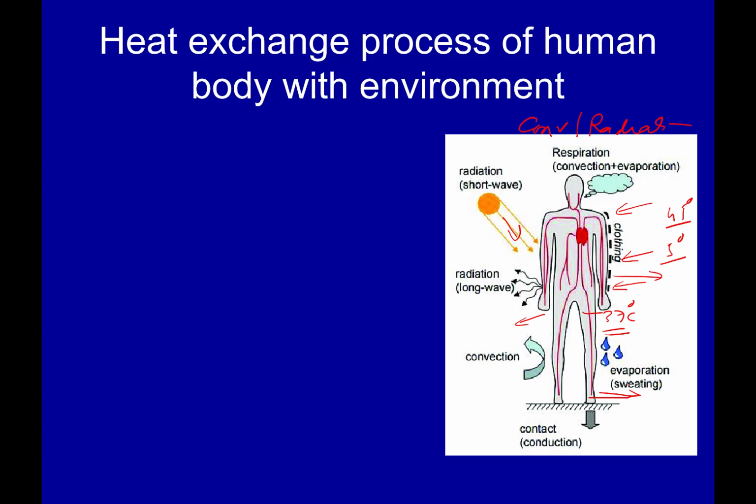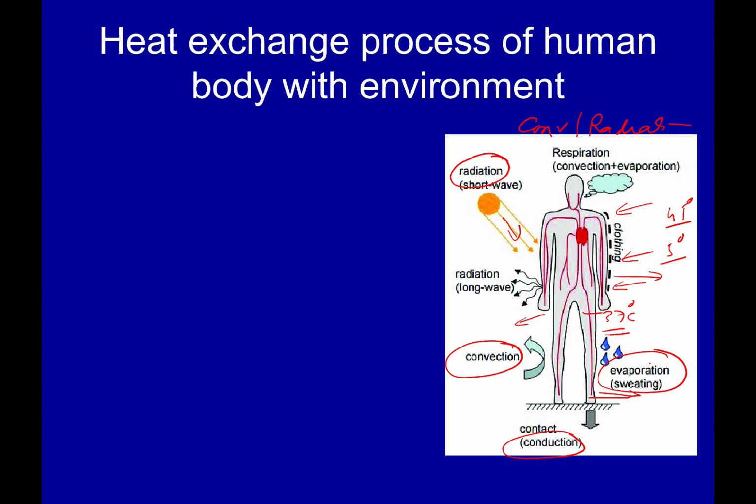Similarly, the hot air passing through the human body will be transferring heat to the human body. So there are different ways through which heat exchange between the human body and the surroundings takes place. One is radiation, second is convection, and third is conduction, and this is evaporation.